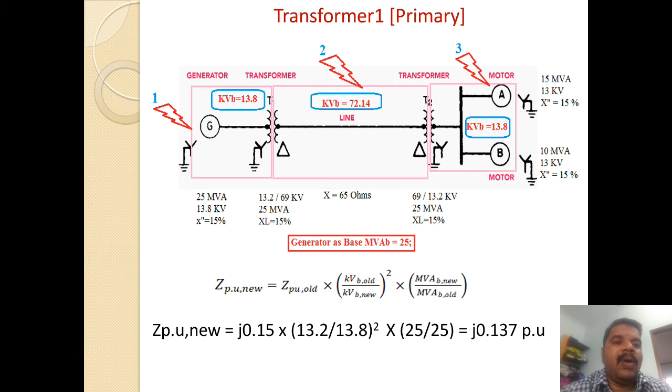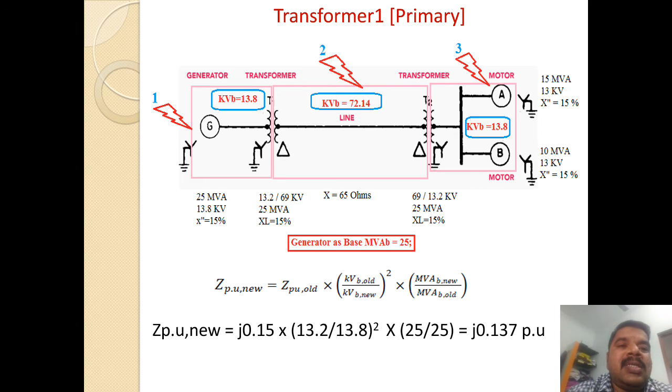The next one we are going to find out is for transformer 1. There are two possible ways to find the transformer 1 per unit value: either choose the primary side or the secondary side. If you choose the primary side, you consider it as section 1. If you consider the transformer T1 secondary, it is section 2. But in this problem, I am going to explain with the transformer 1 primary.